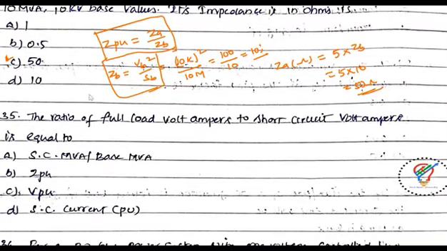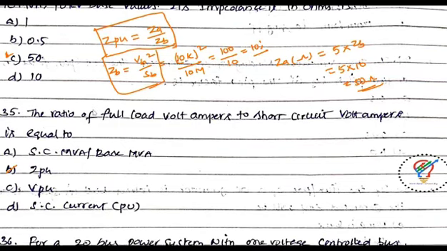Next one. The ratio of full load volt amperes to short circuit volt amperes is equal to, the options are short circuit MVA to base MVA, Z per unit, V per unit, short circuit current. So answer is Z per unit. Z per unit is nothing but full load volt amperes to the short circuit volt amperes. Okay. Next, let's move to question number 36 here.